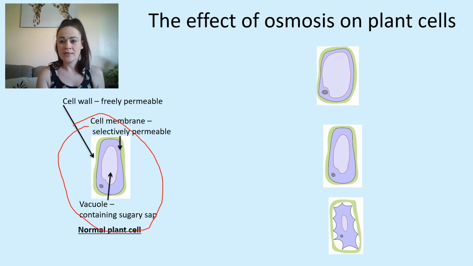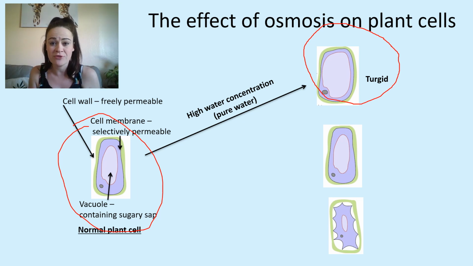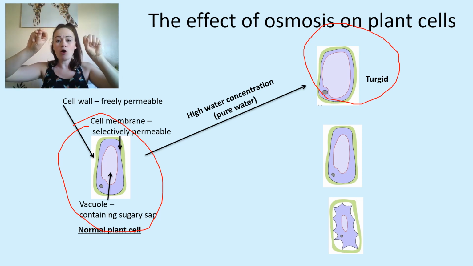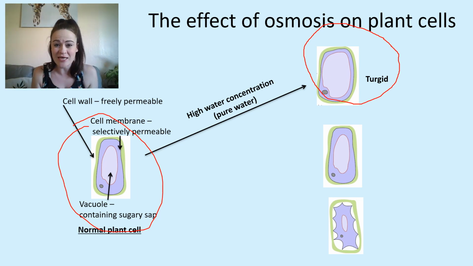Okay. Now, if we put that normal plant cell into pure water, so it's got high water concentration, it's going to become something called turgid. Now, what I need you to see is that the vacuole is much bigger in the turgid cell, and it actually ends up pushing out, and the cell wall of the plant cell starts to bend outwards, and you can see the cell has actually increased in size.